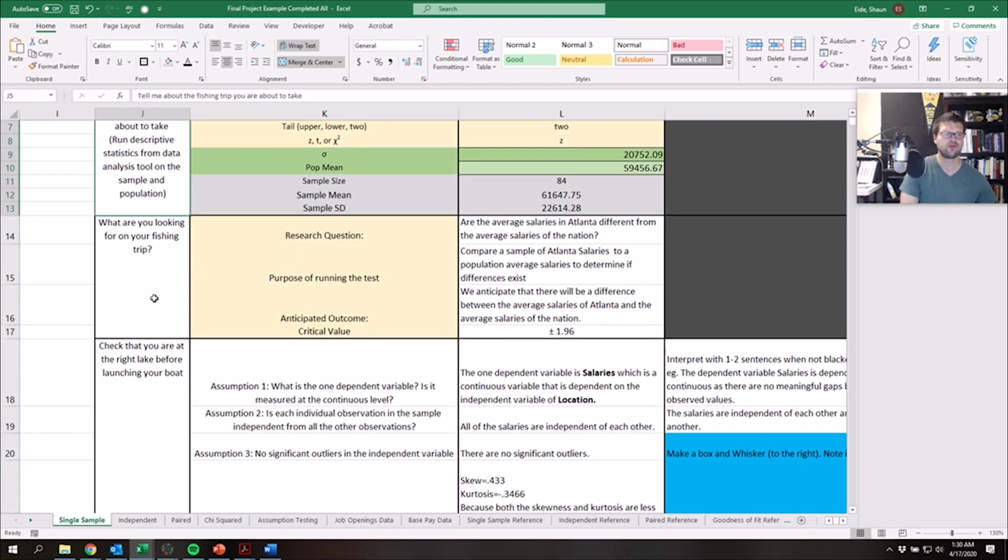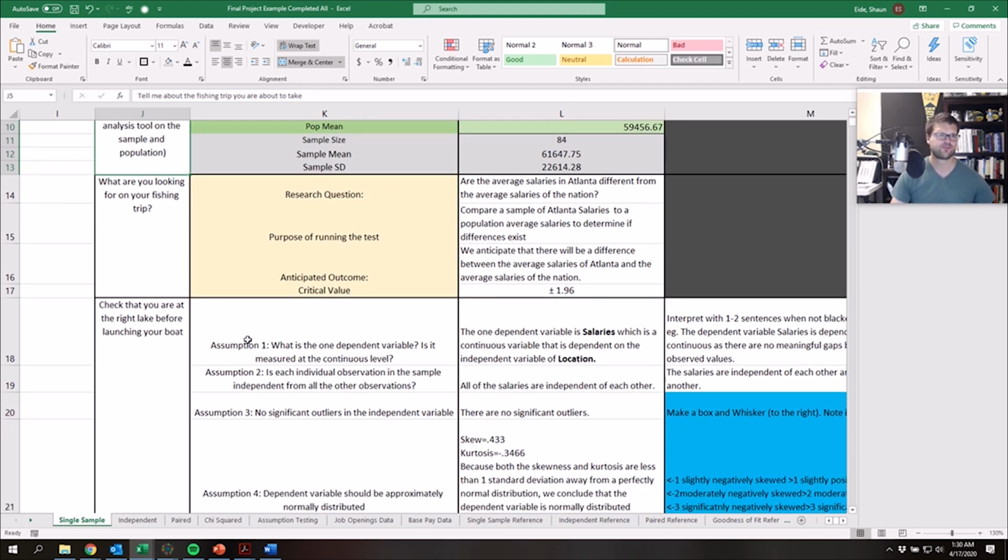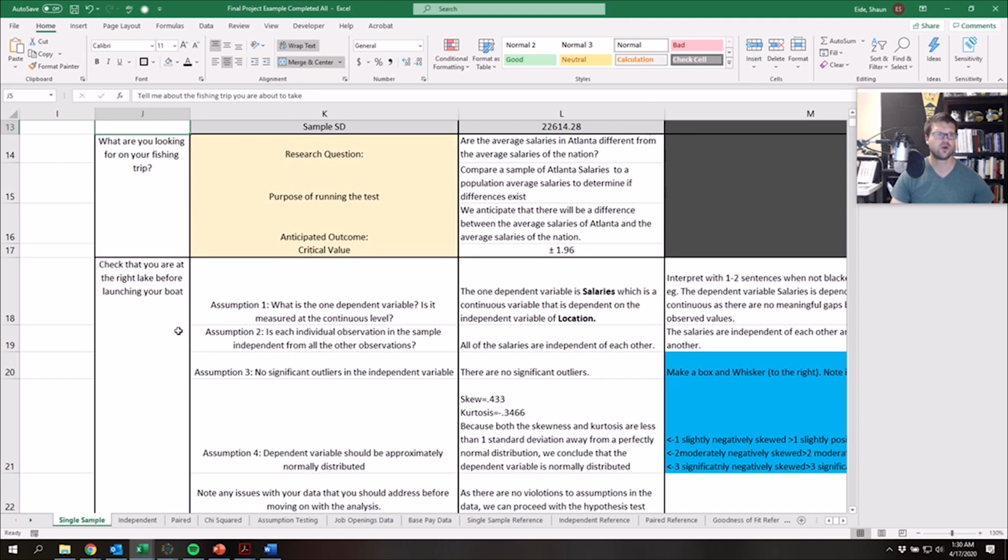It's what are you looking for on your trip? Are you going to be looking for muskie? Are you going to be looking for northern? Are you going to be looking for walleye? What is it that you're going to be looking for? And so that's the research question. Then next, you're going to make sure, hey, am I at the right lake before you launch your boat? Check your assumptions. Make sure that you're at the right lake.